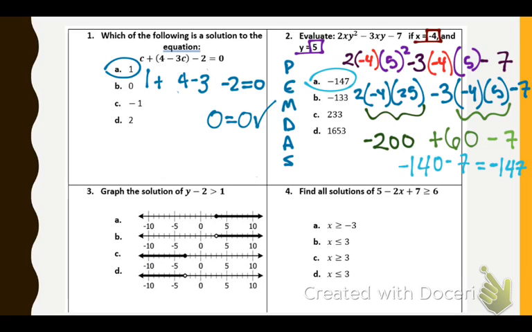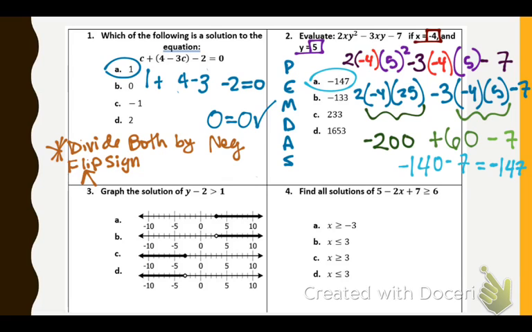All right, number 3, graph the solution of y minus 2 is greater than 1. There is only one rule about inequalities. Does anybody remember the special rule about them? You flip the thingy. When do we flip the sign? You divide by a negative. When we divide by a negative. So if you divide both sides by a negative, then you flip the sign. That means it would go from less than or greater than to less than, and vice versa.